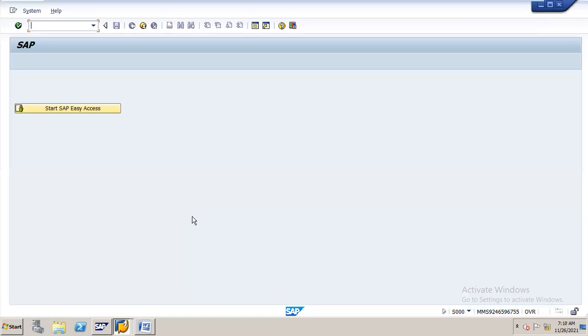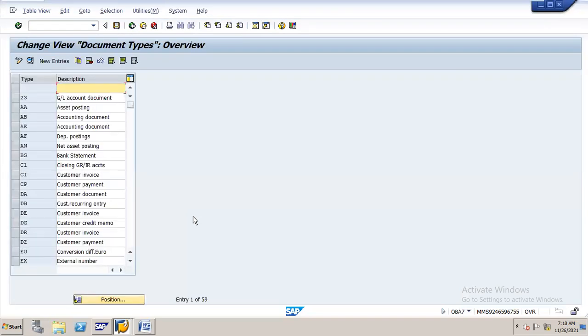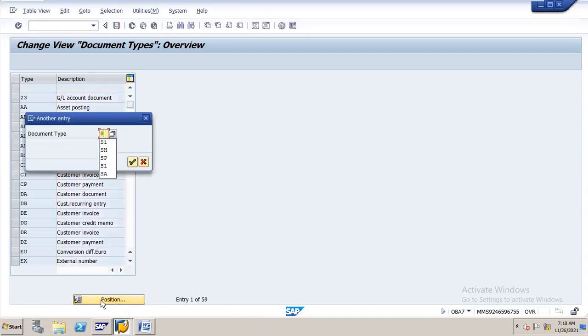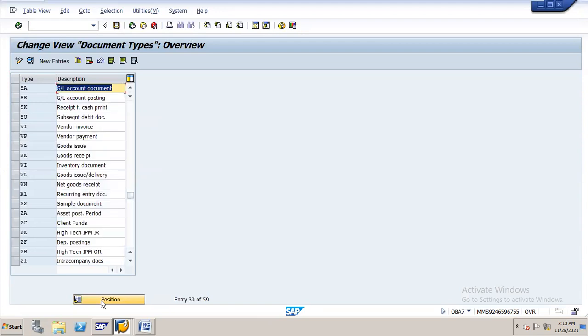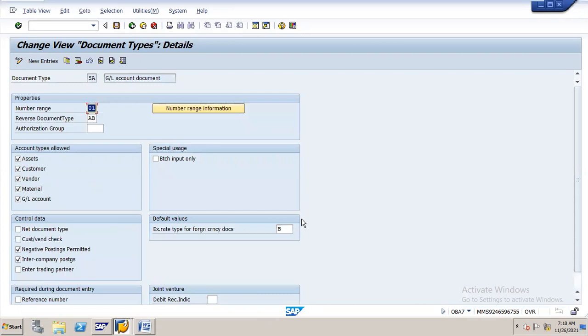B type, right? Here, where we can maintain the document types, I will show you, OBA7. Did we maintain the document types number range or not? 1 to 1 lakh, right? What is the document type we are maintaining for GL? SA document type, right? In the SA document type, by default, you have to assign this B type.